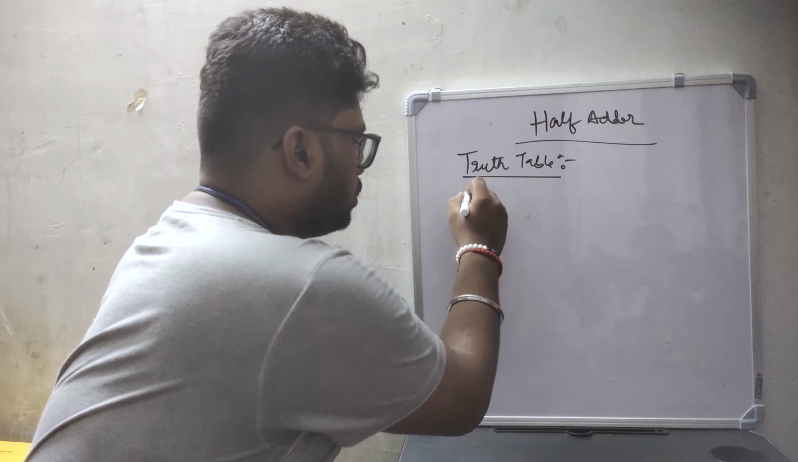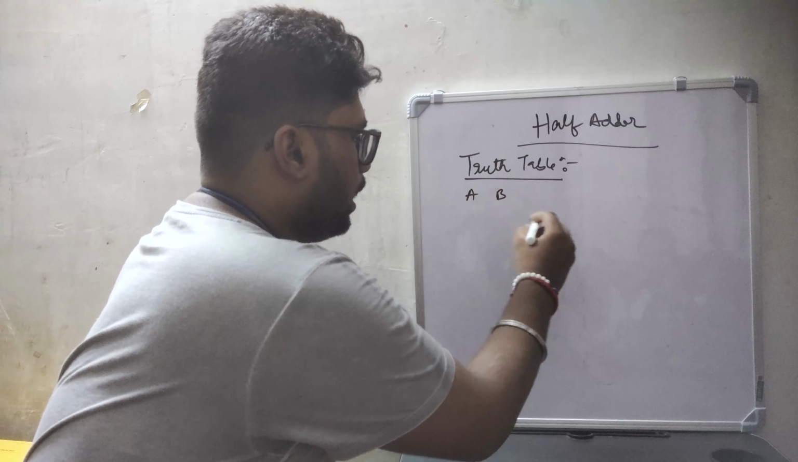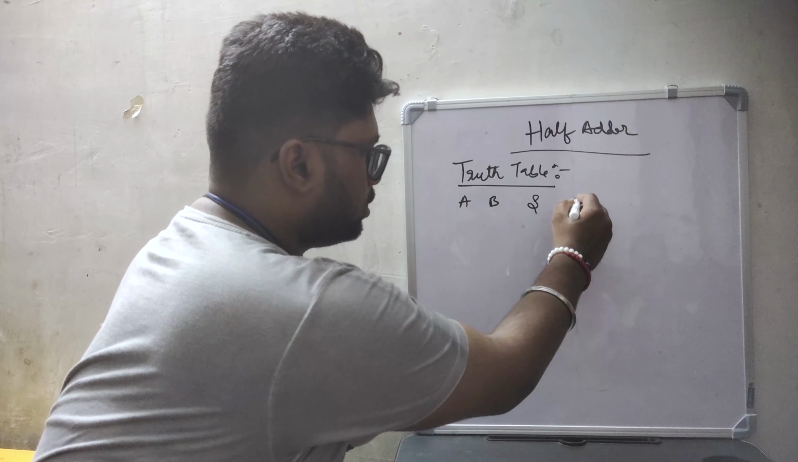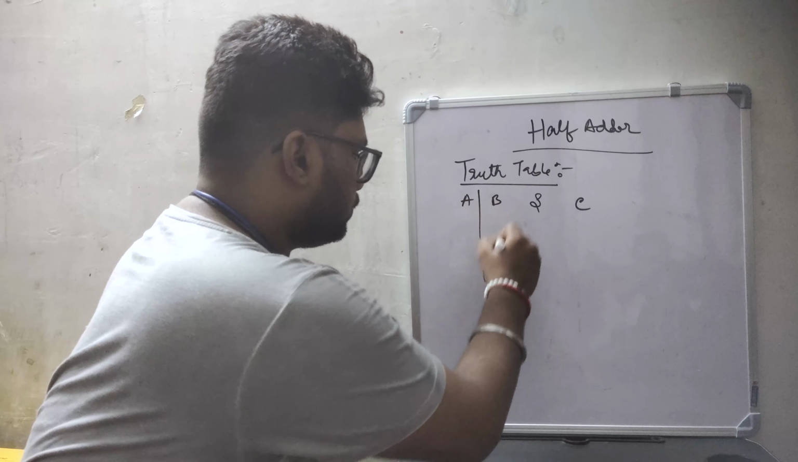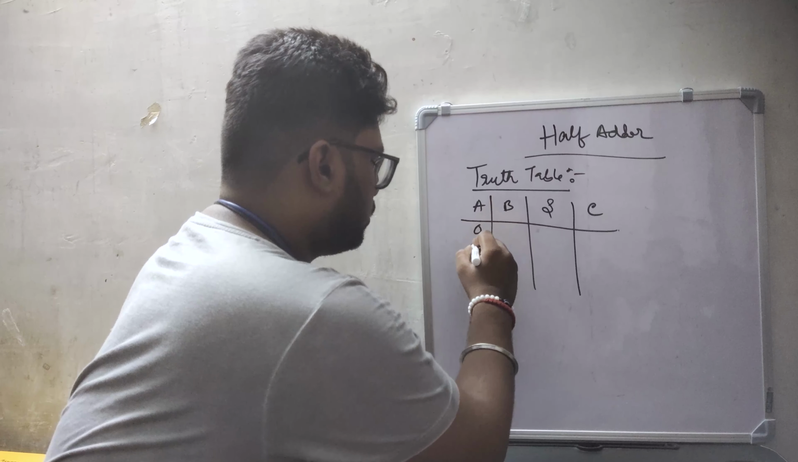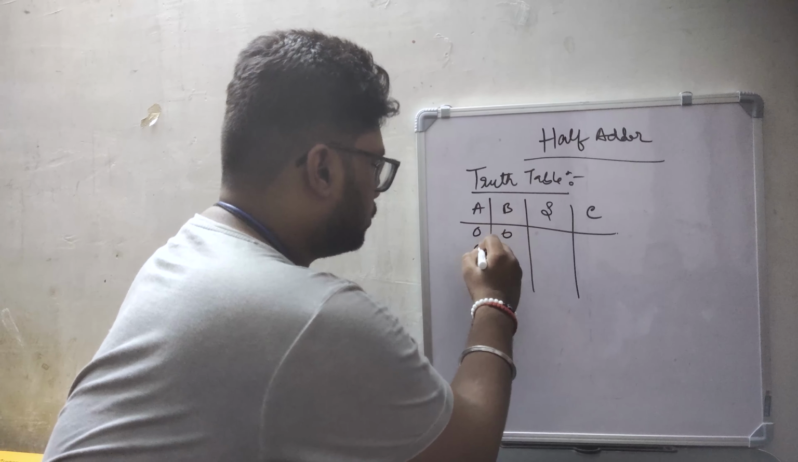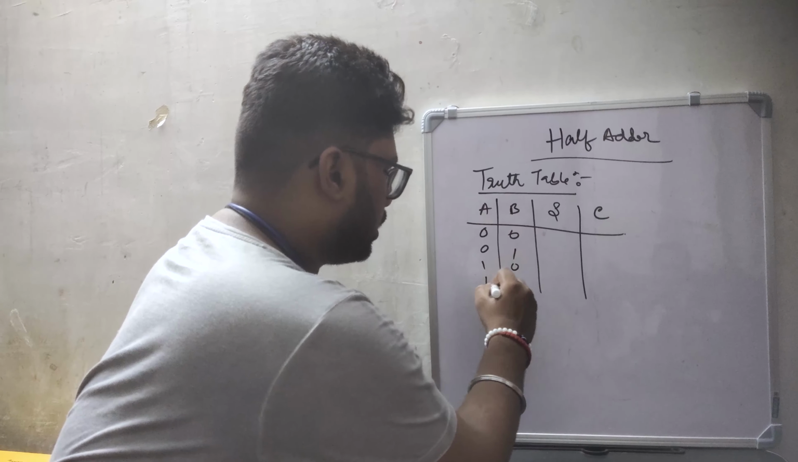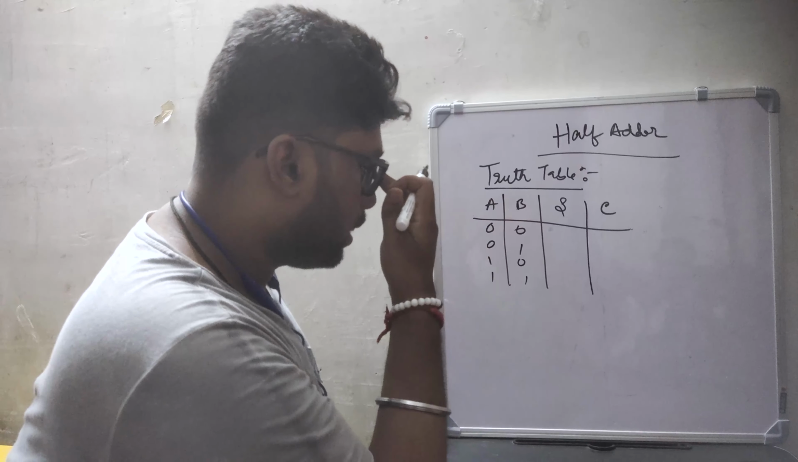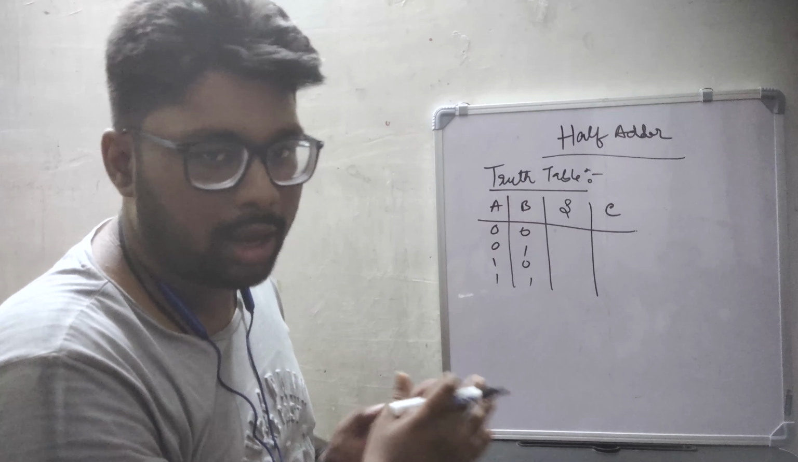So we take two inputs, let's say A and B, and we get two outputs, sum, which is denoted by S, and carry, which is denoted by C. So we take two inputs 0 0, 0 1, 1 0, and 1 1, and we write accordingly how we add, just like we have learned previously in our videos how to add.